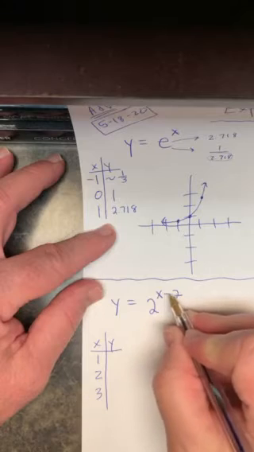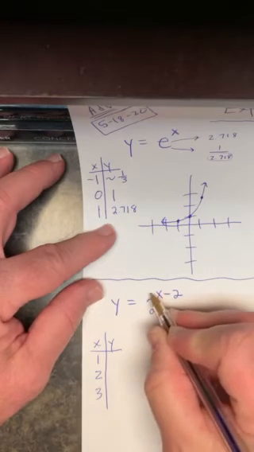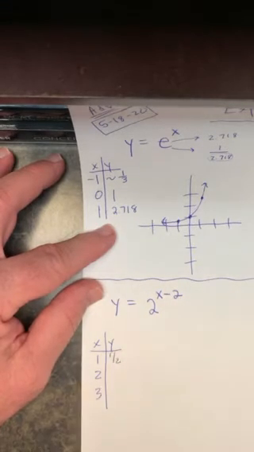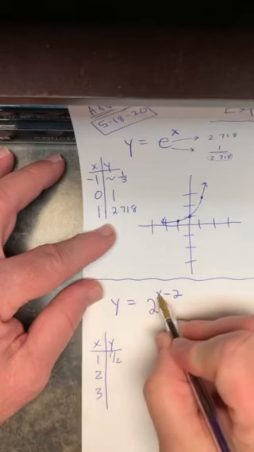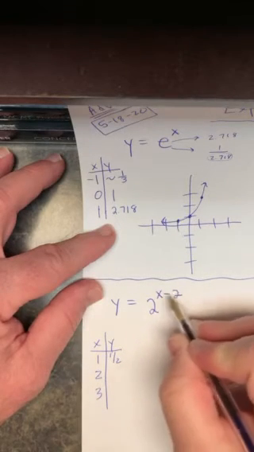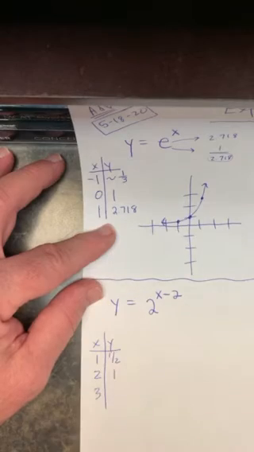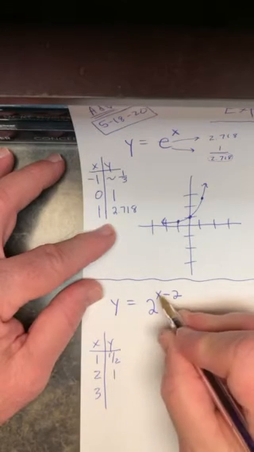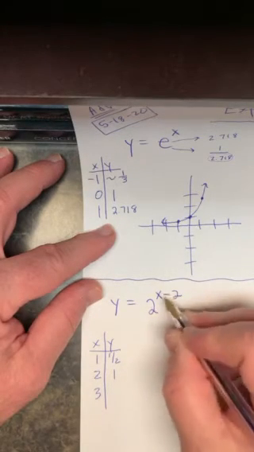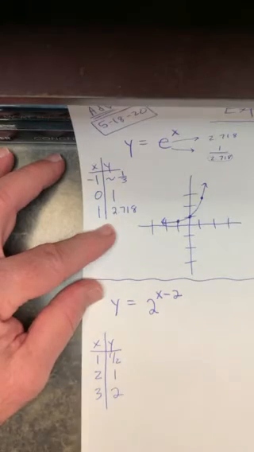Obviously, 1 minus 2 is -1. 2 to the negative first is 1/2. Plug 2 in for x. 2 minus 2 is 0. Anything to the 0 power is 1. Plug 3 in for x. 3 minus 2 is 1. 2 to the first power is 2.